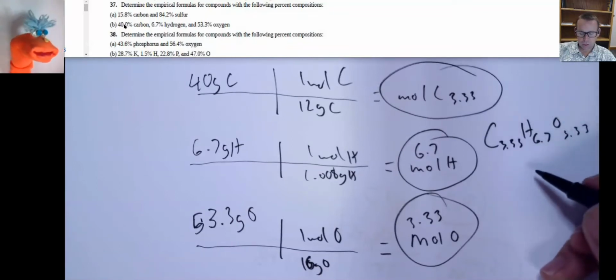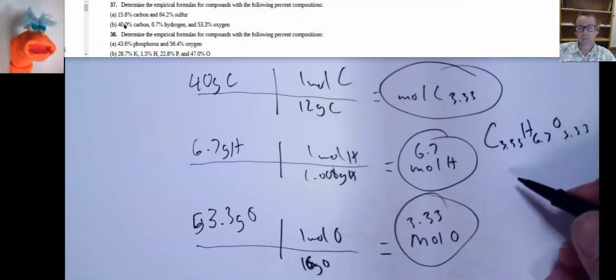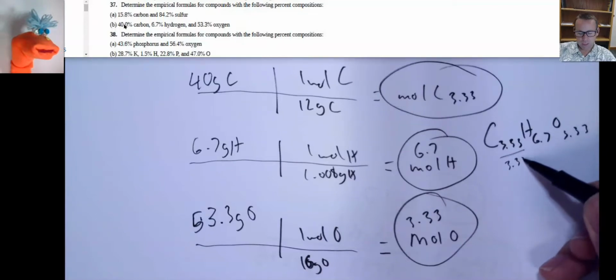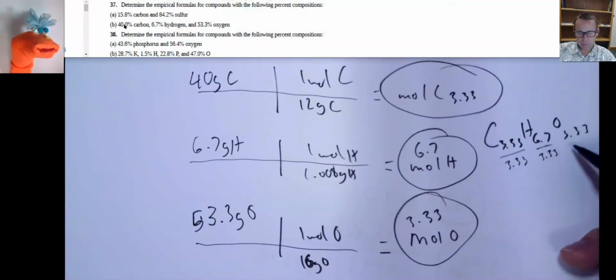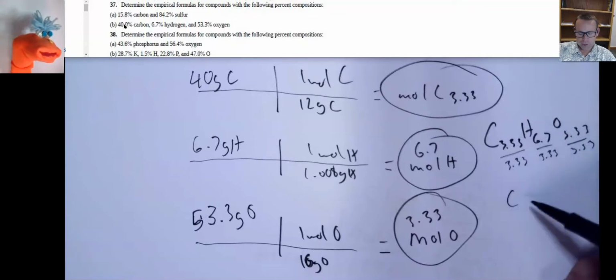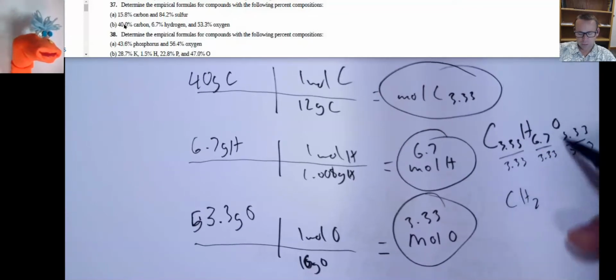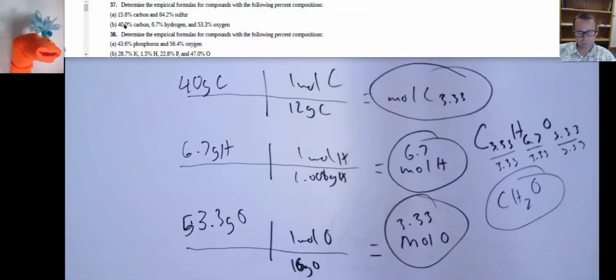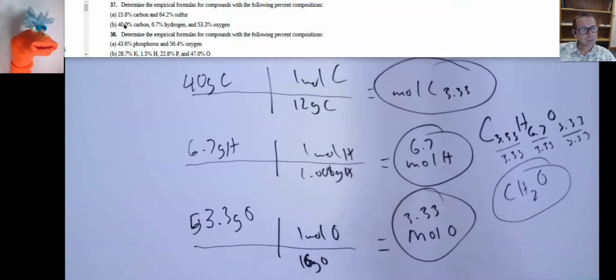So you saw that if I divide these by the smallest, it's going to be CH2O. C, H is 2, and then oxygen is O. Good job. So that's our empirical formula. Okay, good.